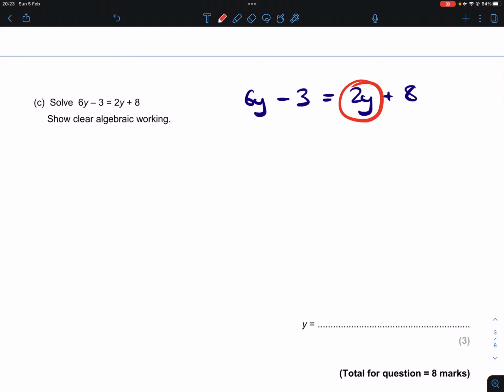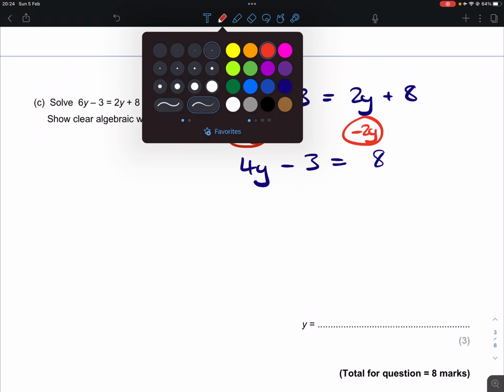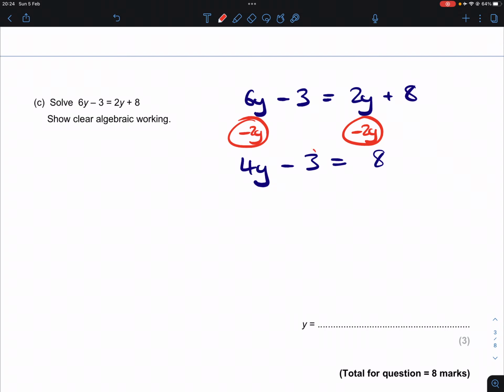So in order to make that whole 2y disappear, I'm going to take away 2y from both sides. That will then give us the following to simplify. 4y, take away 3 is 8. We're then going to get y on its own by, first of all, adding 3 to both sides, and then after that we will divide by 4.